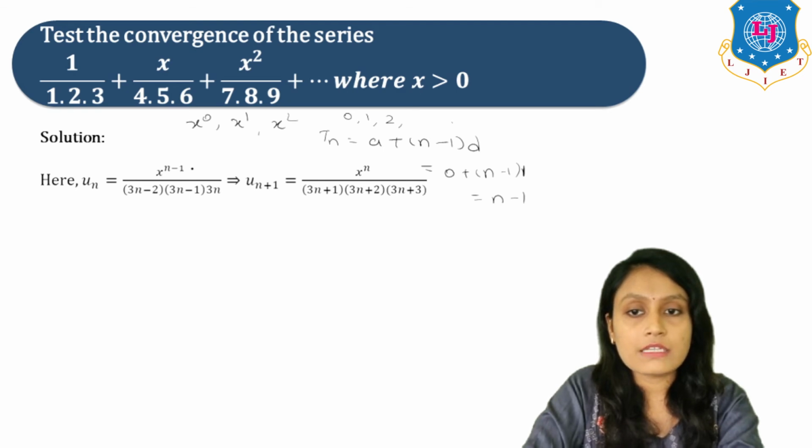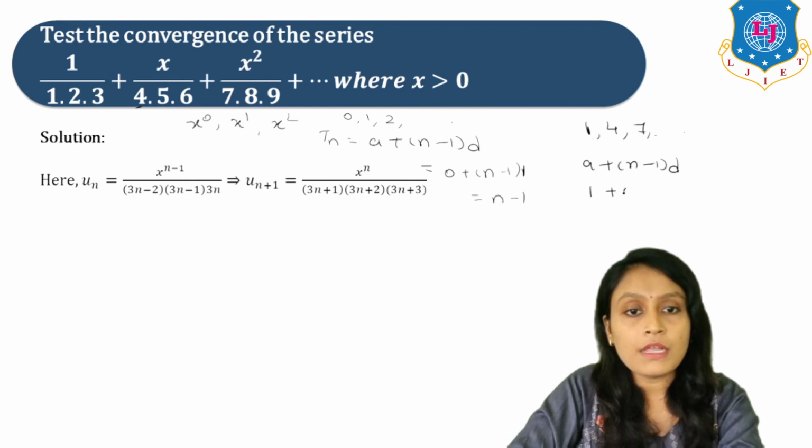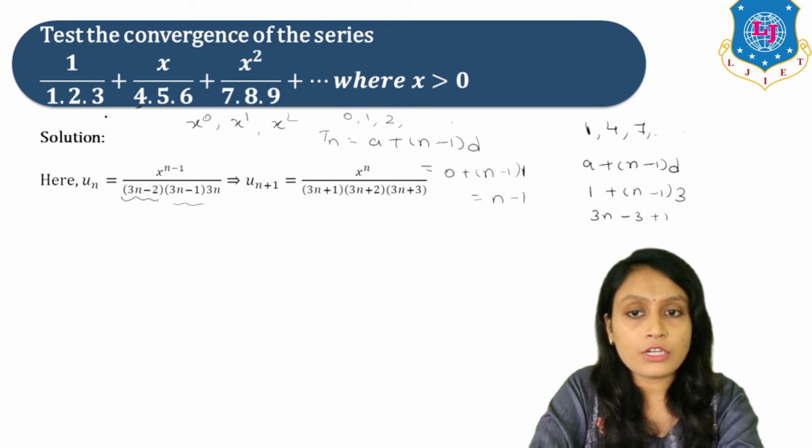So here we have x raised to n minus 1. Next, consider this, that is 1, 4 and 7. Again we have to apply the same formula, a plus n minus 1 into d. A is 1 plus n minus 1, the difference is 3. On simplification, you will get 3n minus 3 plus 1, that is 3n minus 2. Similarly, if you solve for 2, 5, 8, you will get 3n minus 1, and for 3, 6, 9 and so on you will get 3n. So in this way we can find the nth term.